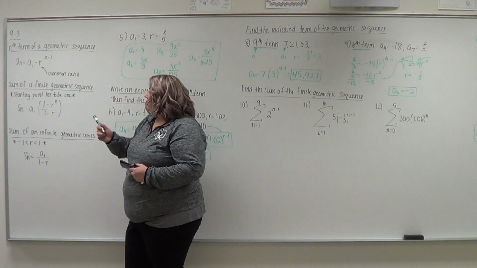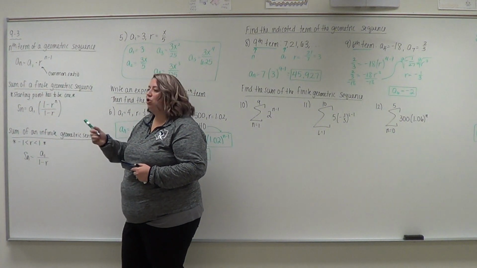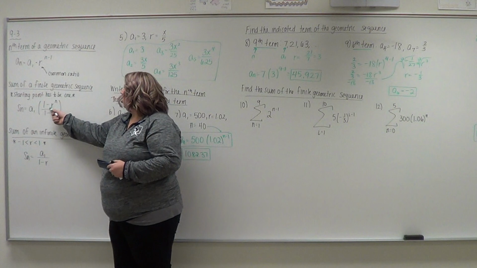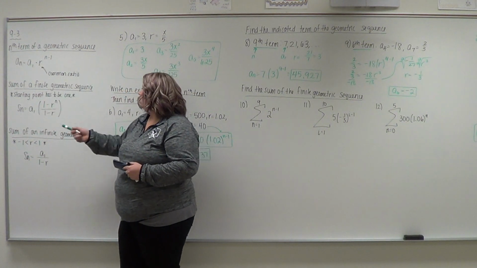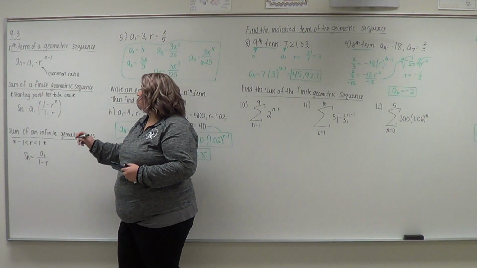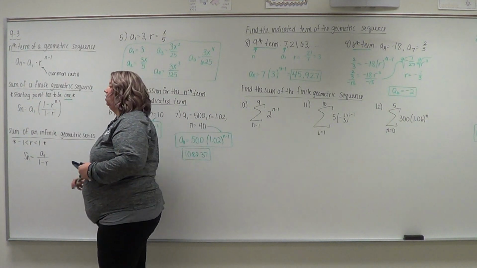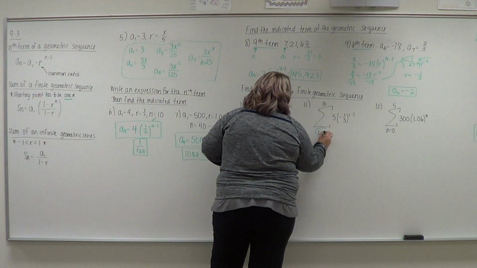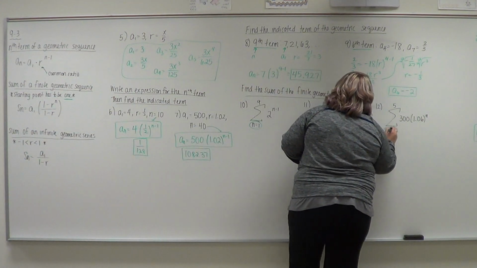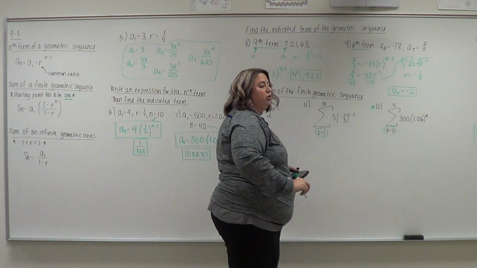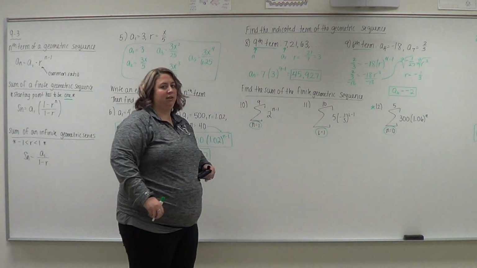Okay, the biggest thing, we're going to talk about finite now. You should know what everything is in the terms. Like A1 is the first term, R is your common ratio, N is the number of terms. The most important thing is the starting point has to be 1. So we're going to run into a problem on number 12 because number 12 does not start at 1. So we're still going to use the formula, but it's going to be adjusted a little bit.